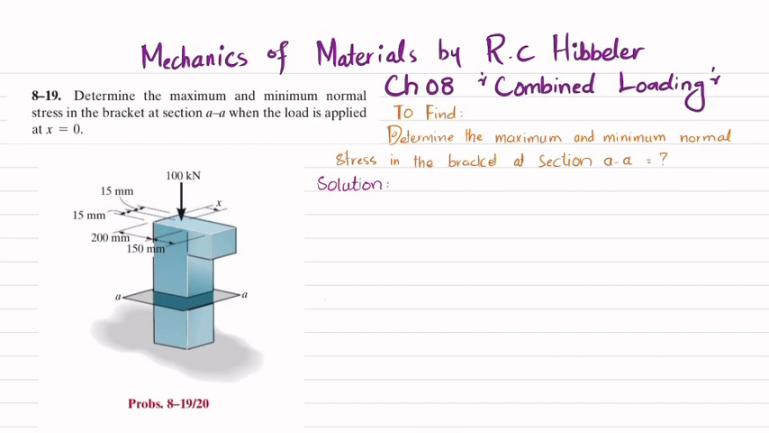So let's start with the solution. So if you cut this section at section AA and draw the free body diagram, I will draw it like this. It will be like this one.